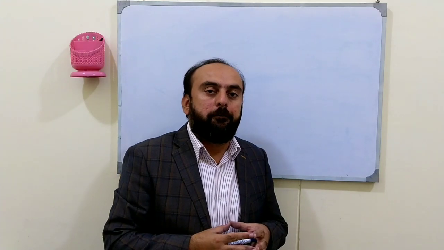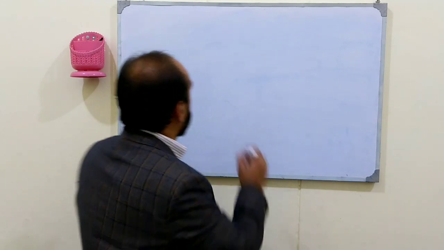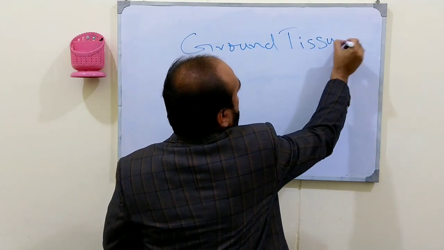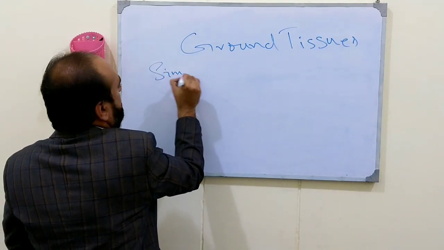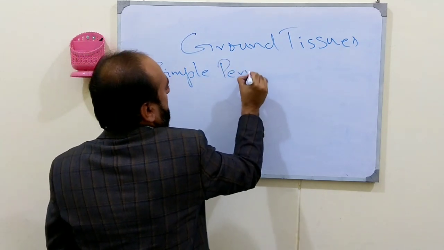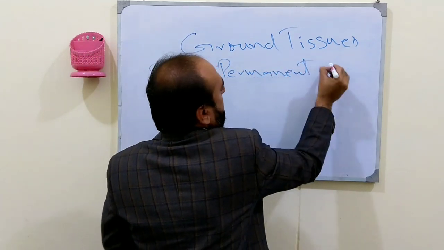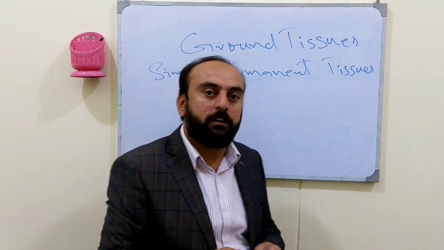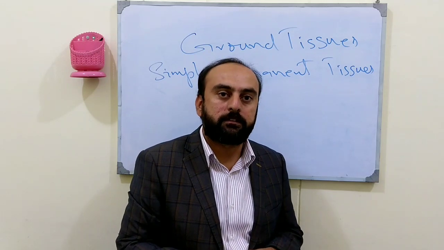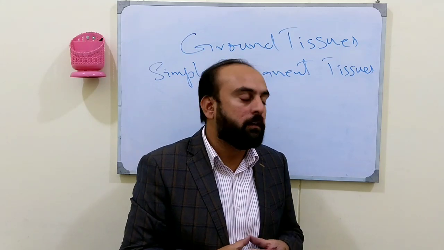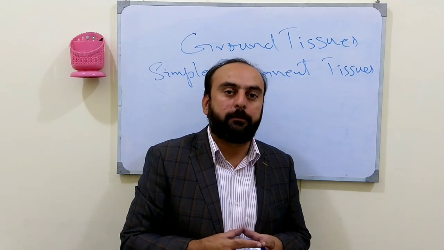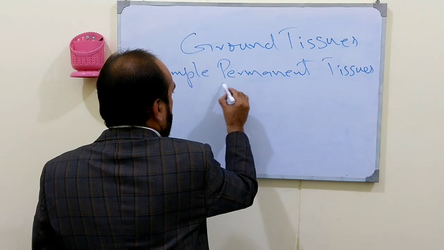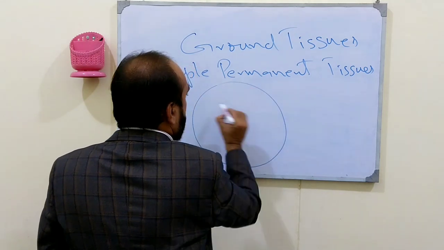Third category of tissues is ground tissues. Ground tissues are also called as simple permanent tissues. They are tissues other than the epidermal or vascular tissues, such as pith and cortex. For example, in dicot stems, the ground tissue is divided into two regions, cortex and pith.